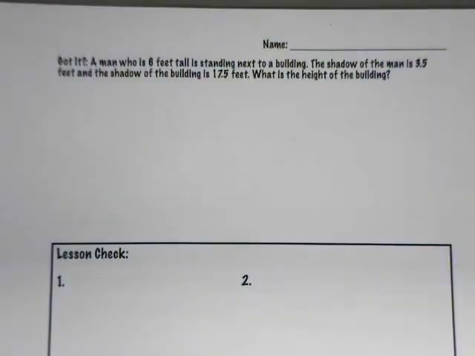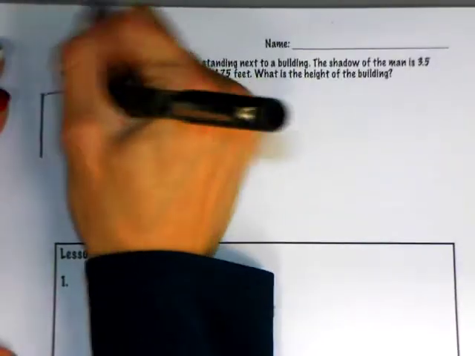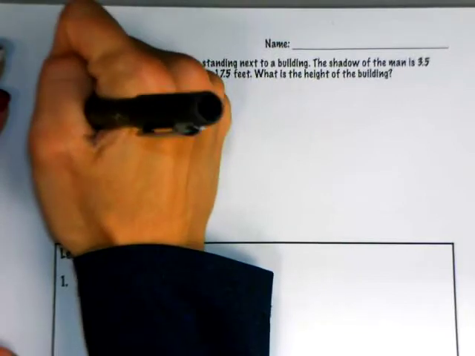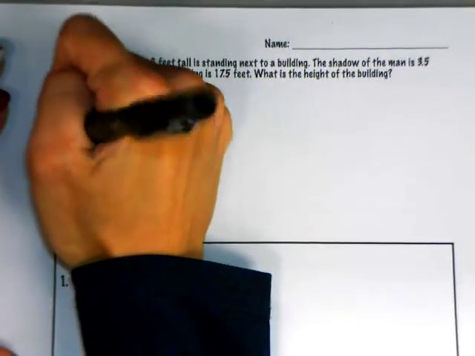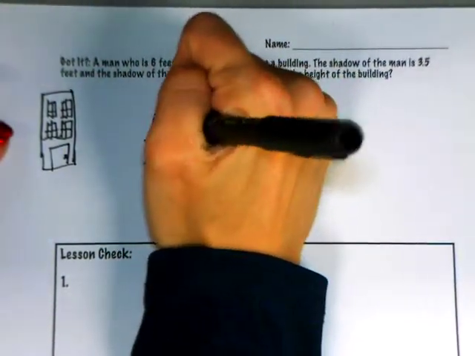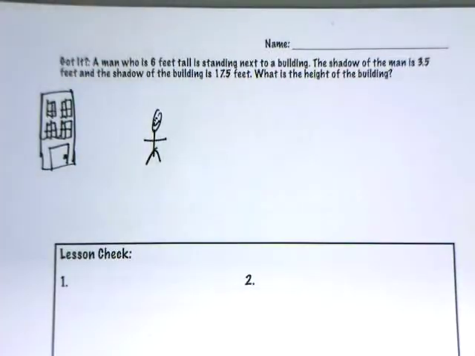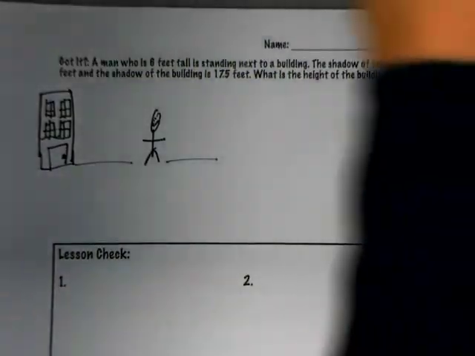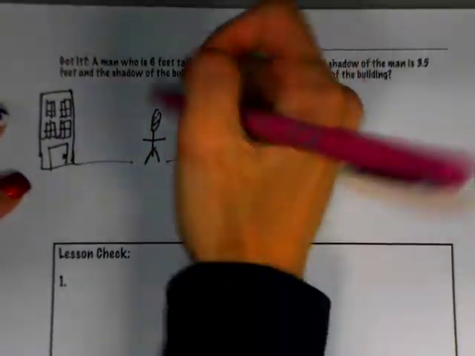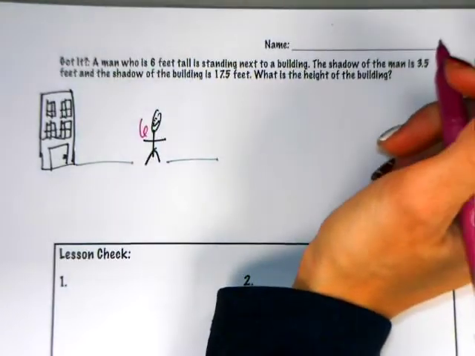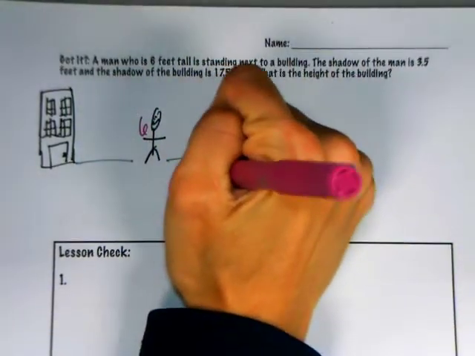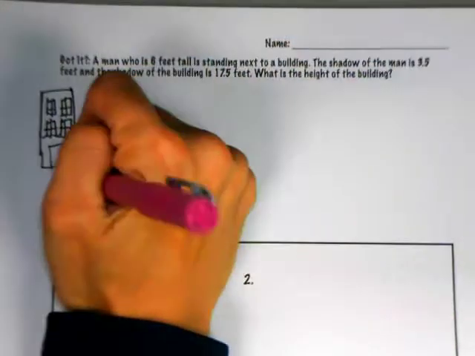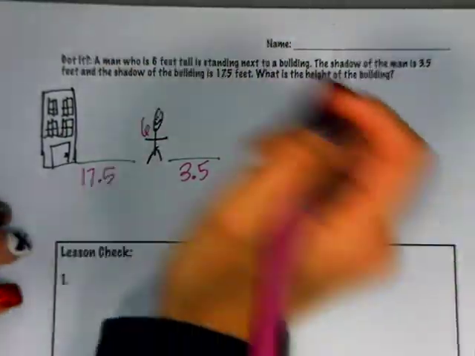All right. A man who is 6 feet tall standing next to a building. All right, so we got a man in a building. The shadow of the man. Okay, hold on. Let me just go through and label this. So a man who is 6 feet tall is standing next to a building. The shadow of the man is 3.5 feet. And the shadow of the building is 17.5 feet. What is the height of the building?